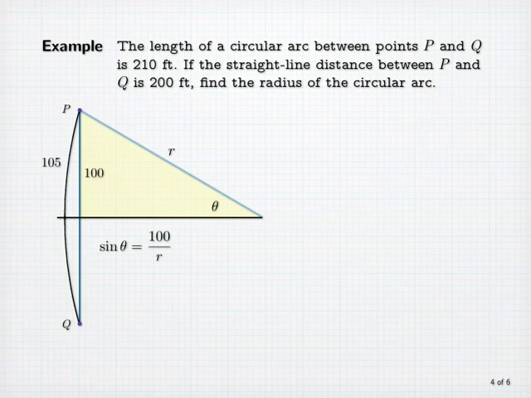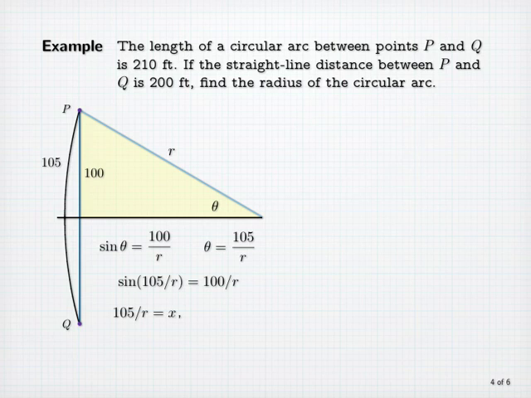Also, by definition of radian measure, theta is equal to the length of the subtended circular arc divided by the radius r. Let's substitute that second equation into the first and write sine of 105 divided by r equals 100 divided by r. Now let's simplify this a little bit by making a substitution. Let's let 105 divided by r equal x. So the left-hand side of the equation is simply sine x.